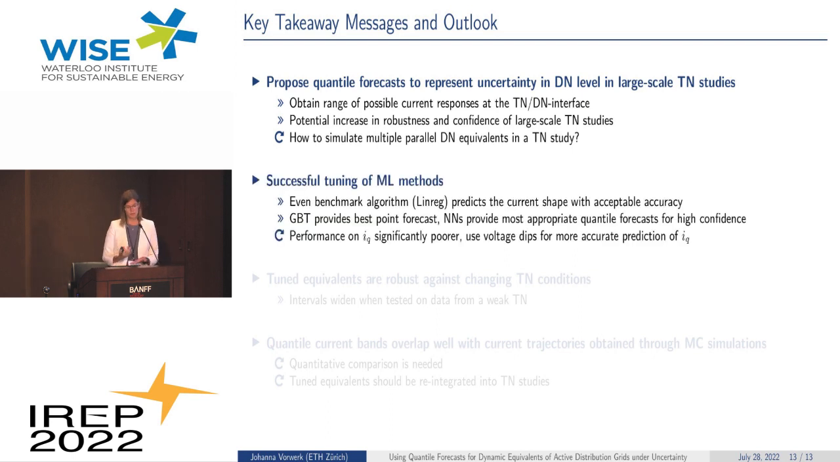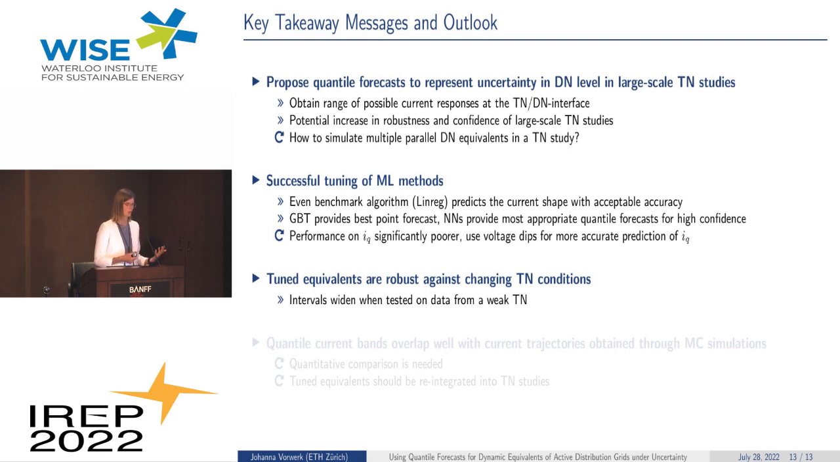We have successfully tuned some of the machine learning methods. Surprisingly, the linear regression also performed very well. We are also planning to integrate that as a quanti-forecast. We have seen that the performance on reactive current was quite poor, which might be the case because we've only used load steps, so we're also going to use voltage dips to try to get better on the reactive current.